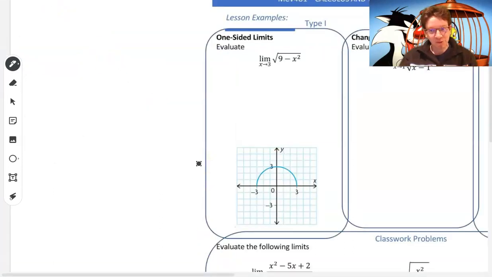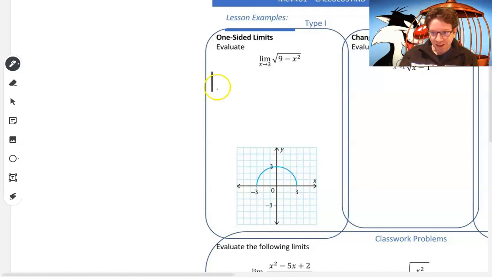This is an example of a one-sided limit. So I've graphed this for you. I'm sure you can see that this is sort of half the equation of a circle, right, that positive half. Now if you look at the graph, it says find the limit of this function as x approaches 3.